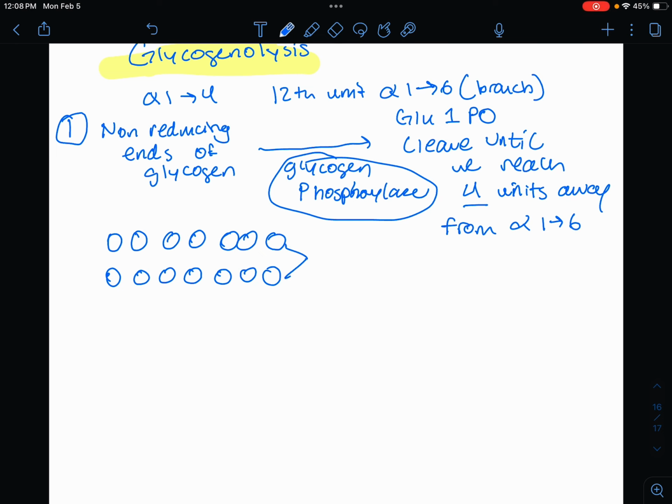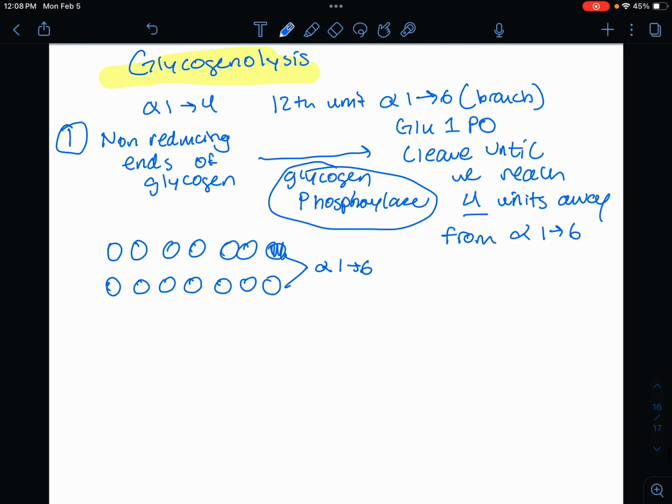Right, so there's our alpha 1-6 right there. So this is going to be the alpha 1-6 branch, and with our enzyme, our glycogen phosphorylase, we're going to go to the non-reducing ends, and then we're going to keep cleaving and creating these glucose 1-phosphates. So what does that look like? Well, let's just start cutting them off, shall we?